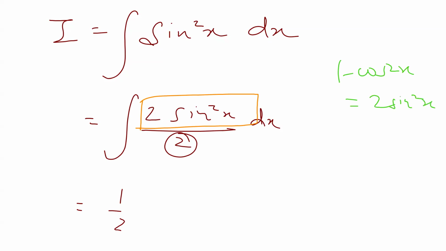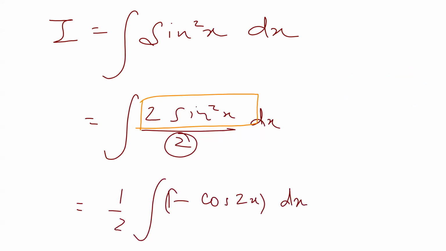Do you remember this? So I'm not integrating yet, I'm using this half angle formula. Half of the integration of 1 minus cos 2x dx. Any feedback, guys? You're understanding this? Okay.